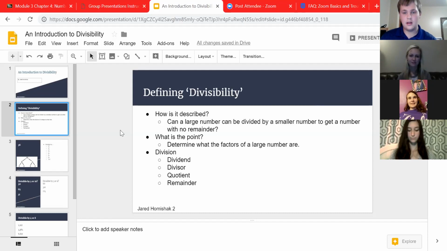Well, the main idea, what I want you guys to understand is that this is a good way to help you understand the factors of a number. And this all stems from the concept of division. You have 4 components on it.